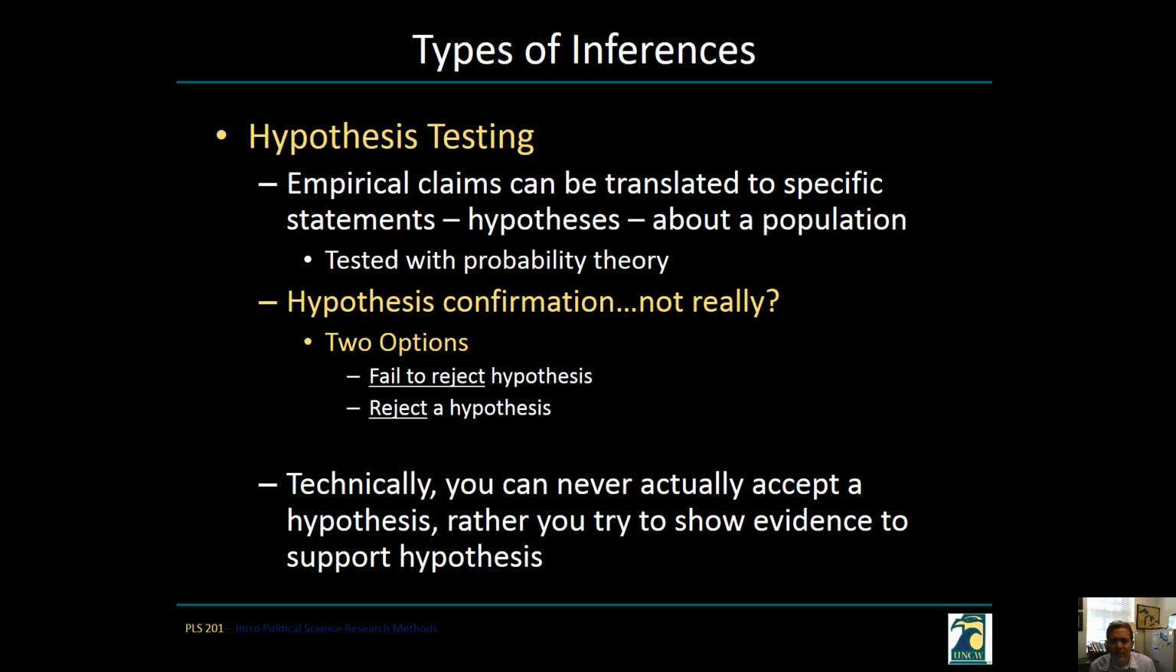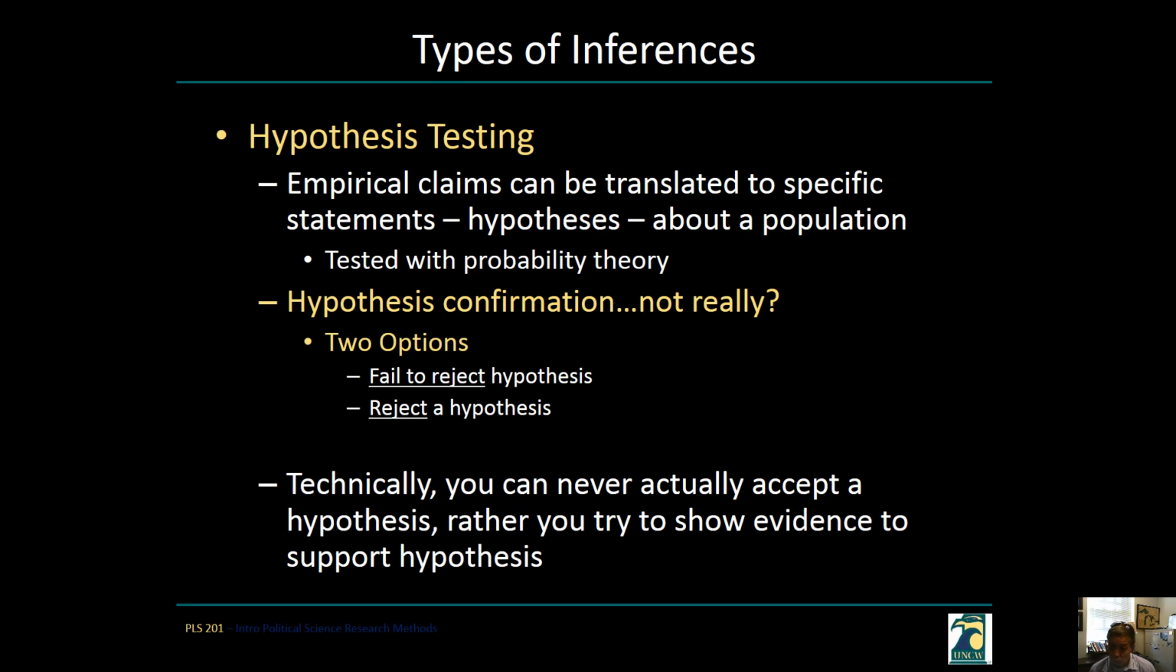So hypothesis testing is taking the empirical claims that you've made and trying to translate them in statistical terms so we can test them with statistics and probability theory. Now when we're thinking about hypotheses, and I've mentioned this a little bit in the past, we can't actually confirm a hypothesis. We can't say with 100% certainty that this hypothesis is true. There's always more data, there's always more elections, there's whatever it is. It's very difficult to be 100% certain.